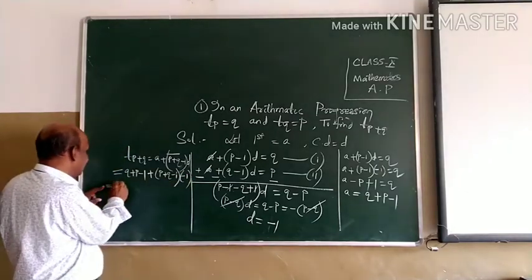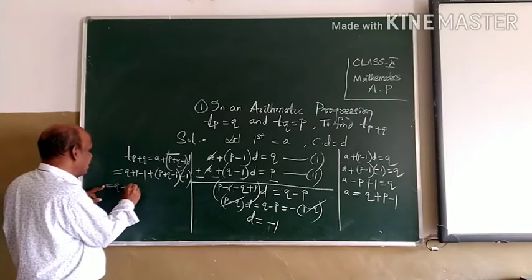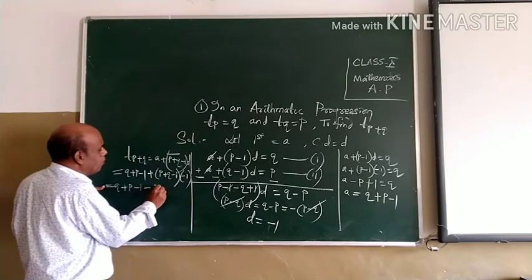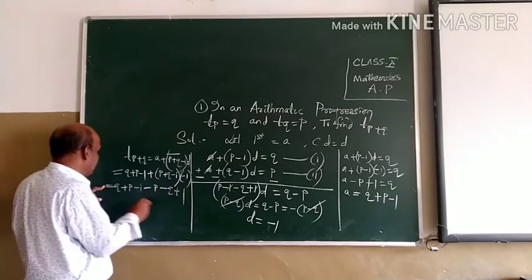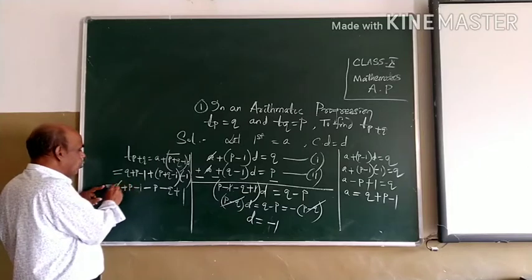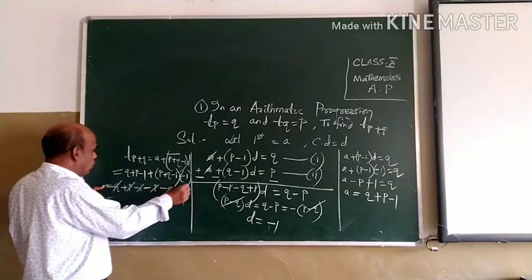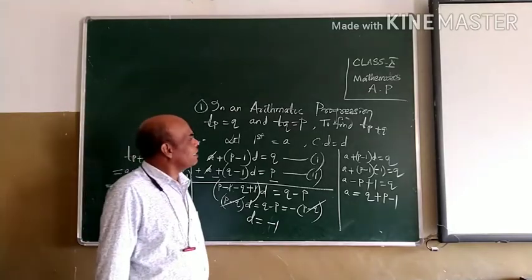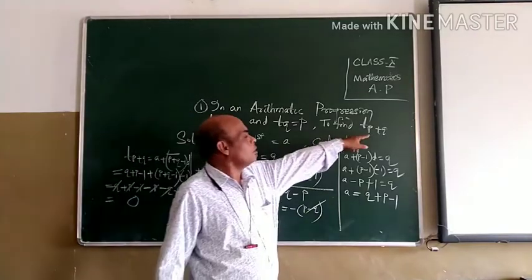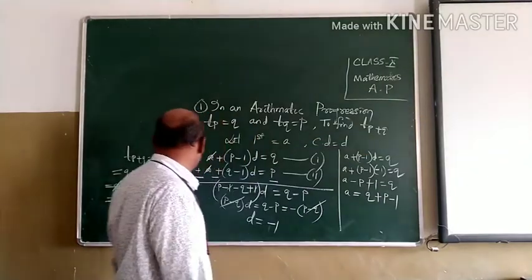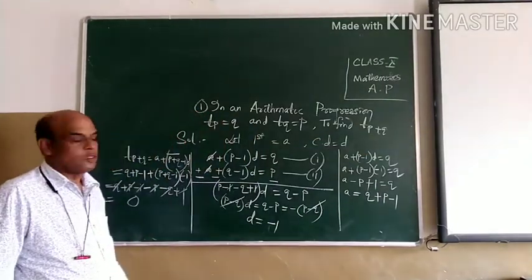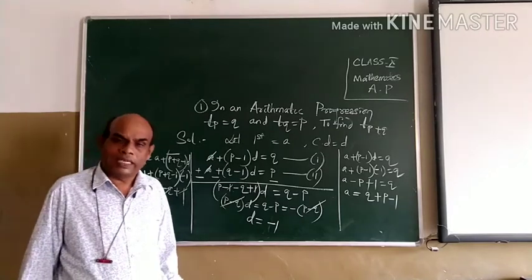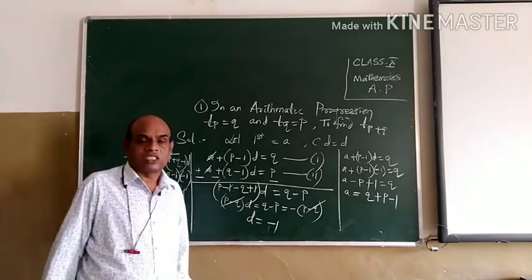So ultimately we will get q plus p minus 1, minus 1 multiplied with (p plus q minus 1), that is minus p minus q plus 1. Now you observe, all will be cancelled, so we got 0. So the question was to find the p plus q term, and we already got the answer 0. This type of numericals we will also face in arithmetic progression.